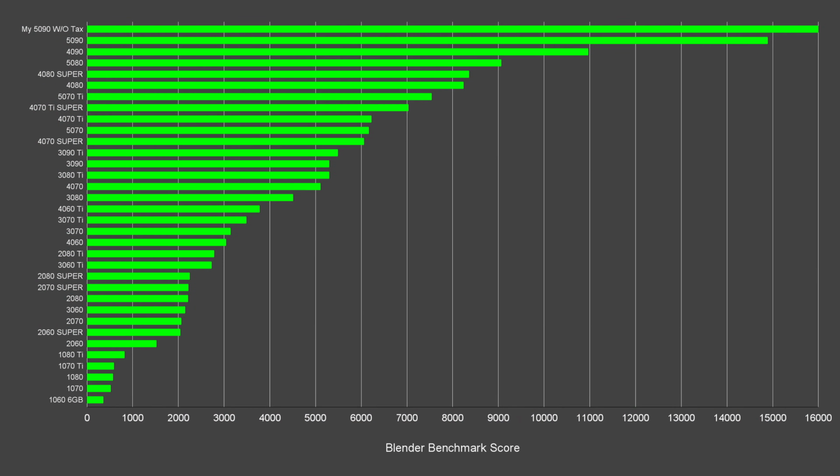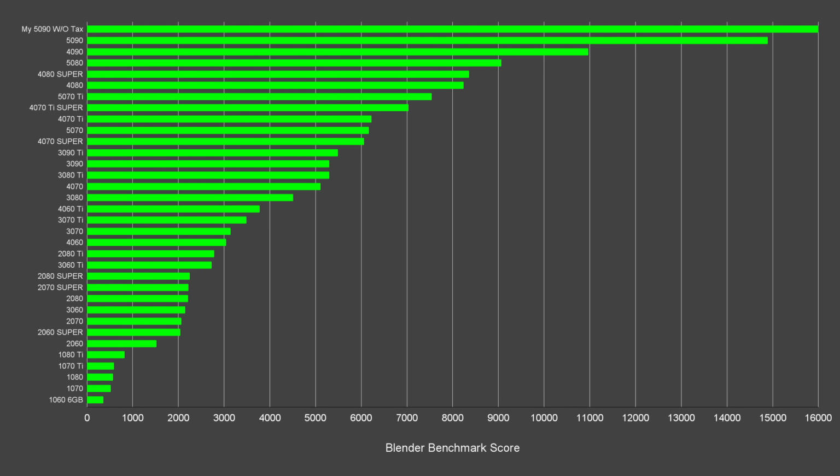Hi, I'm Mike, your creative tech chap, and let me show you a chart of all the main consumer cards going back around 9 years, from the 10 series all the way up to the just released 50 series. Looking at the raw performance, the 5070 will be the ninth fastest consumer GPU for rendering in Blender.